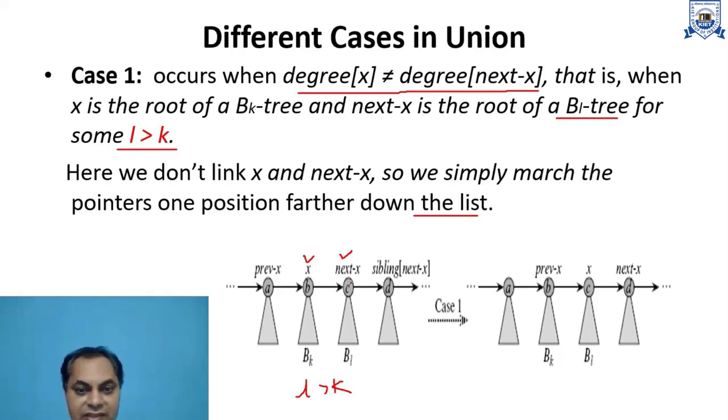That means this c, the next of x, becomes our new x, and this d, which was the sibling of next x, becomes the next of x, and b, which was x, becomes the previous x. This is previous x, this is x, and this is next of x. This was case 1.